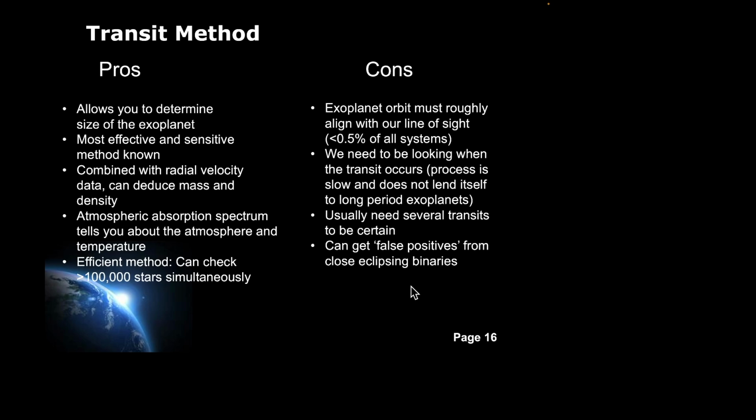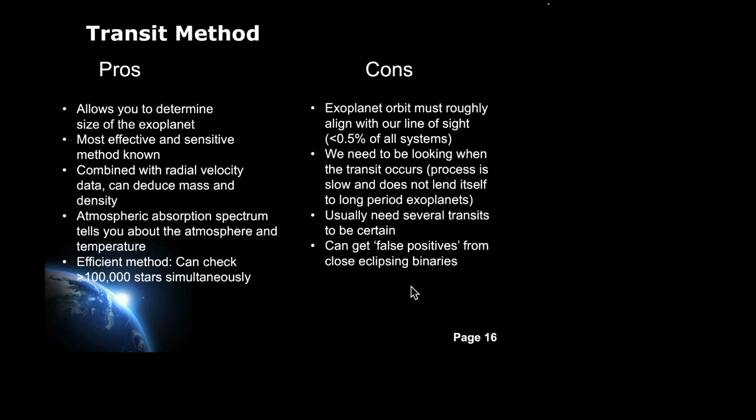Atmospheric absorption spectrum tells you about the atmosphere and the temperature. It's very efficient. You can check the sky and see many stars simultaneously and check them for transits. But the exoplanet orbit, as I mentioned earlier, must align with our line of sight, and you need to be looking when the transit occurs.